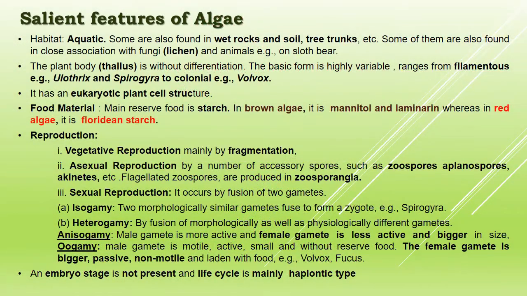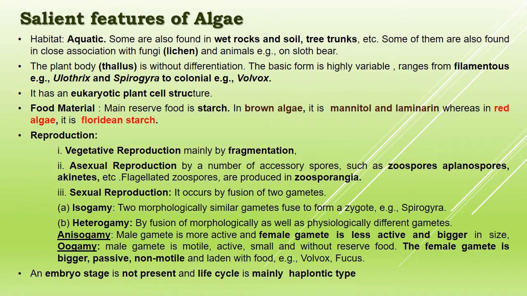Now we will discuss the characteristic features of algae. Algae are chlorophyll containing, simple, thallus-like autotrophic organisms. What is the meaning of thallus-like? Thallus-like means thalloid body. That means the plant body is not differentiated into root, stem or leaf-like structure.